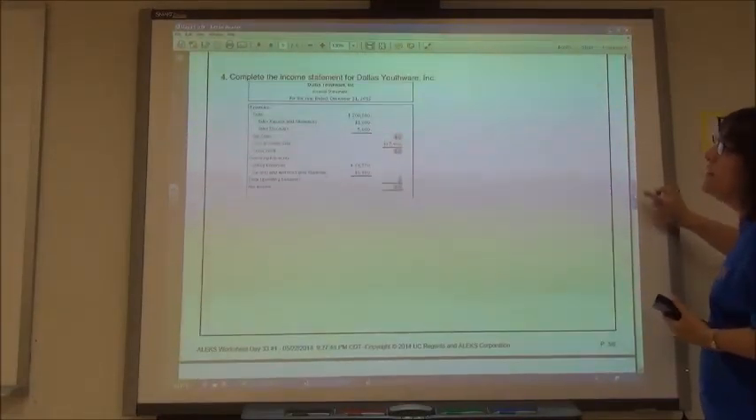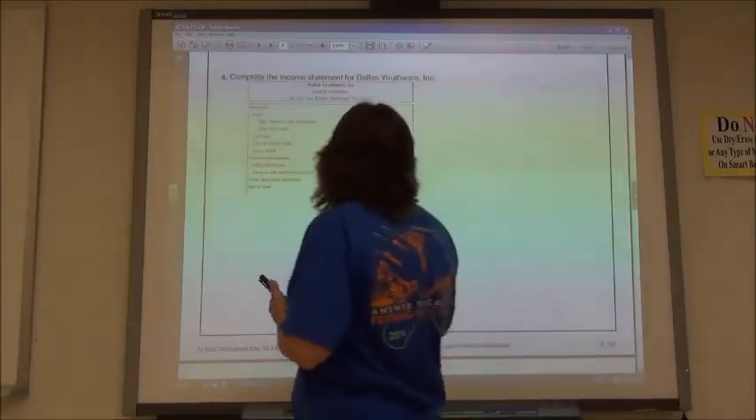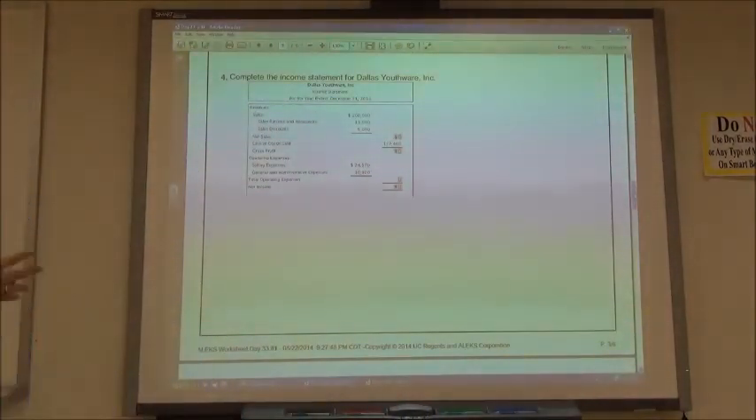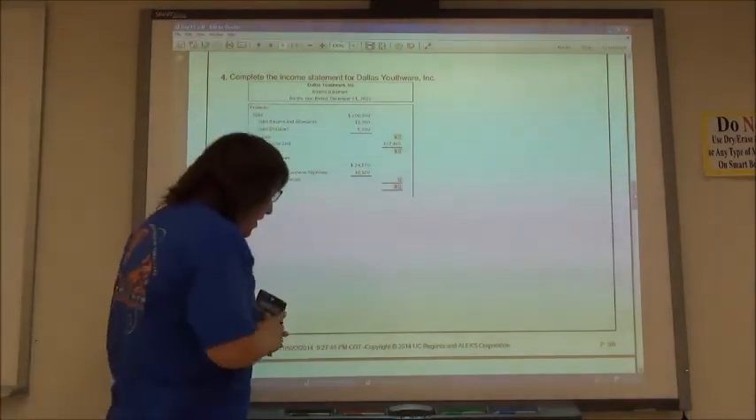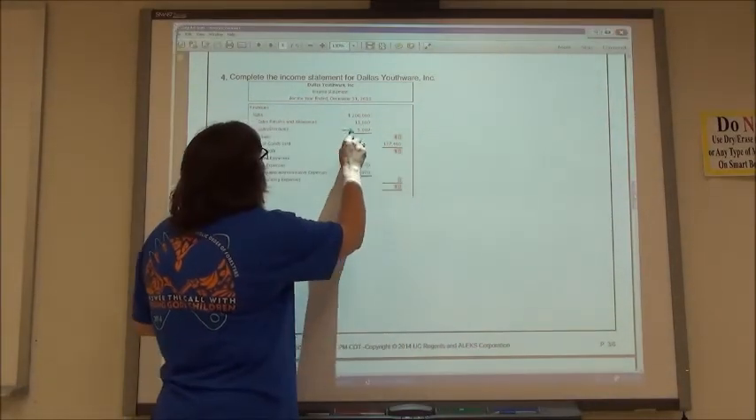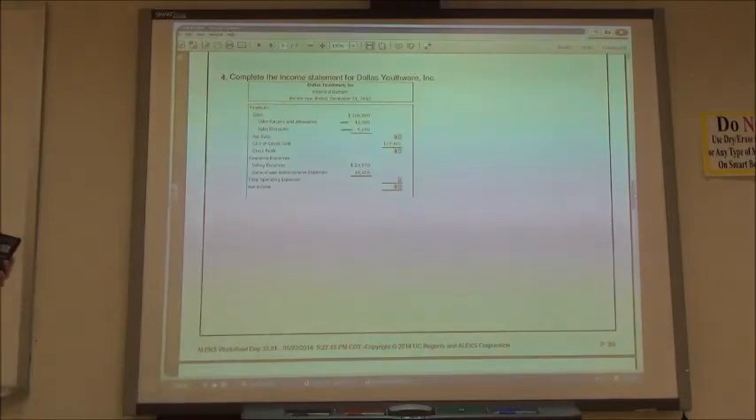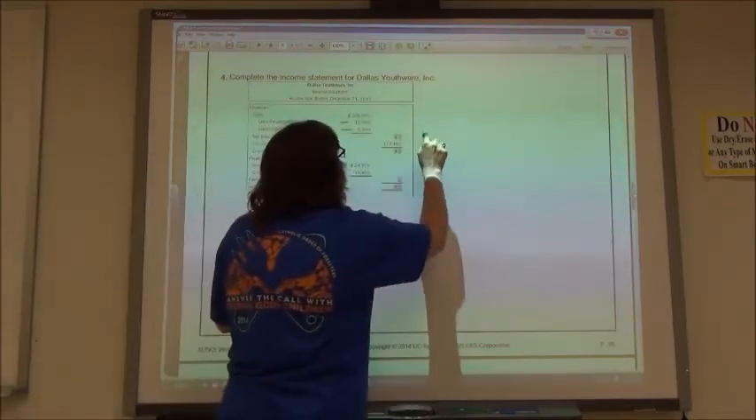Number 4, complete the income statement for Dallas Youth Wear Incorporated. So we have our revenue, which includes our sales, but then we have sales returns and allowances and sales discounts. So we want to find our net sales first of all. So if this is the total of my sales, I'm going to end up subtracting the returns and the discounts. So I'm going to take my $200,000 total sales, I'm going to subtract off the $13,000 that people return and the $5,000 in discounts. So $182,000 is what I'm going to have for my net sales.